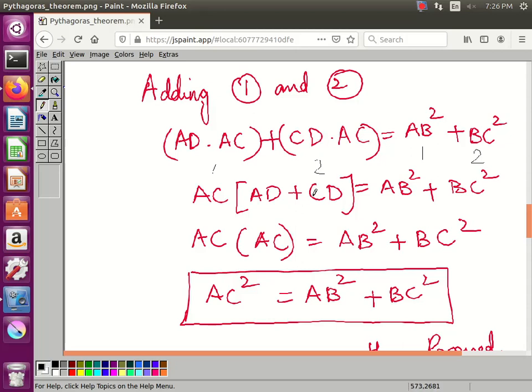So I write both of them inside the bracket with the plus sign inside it, okay? So it is equal to AB square plus BC square. Now this becomes AC as AC itself. AD plus CD gives you AC. So just go up to the figure and look at it.